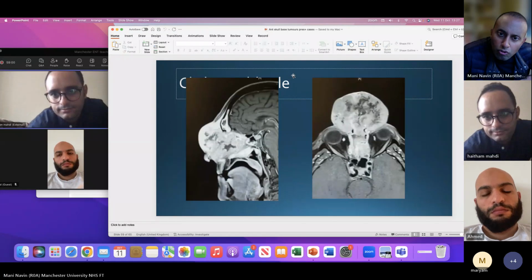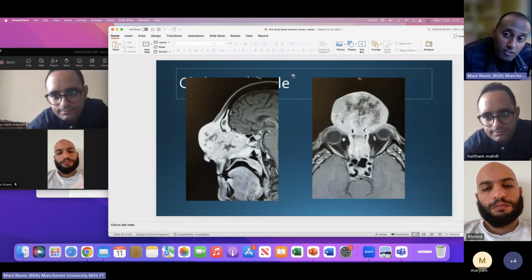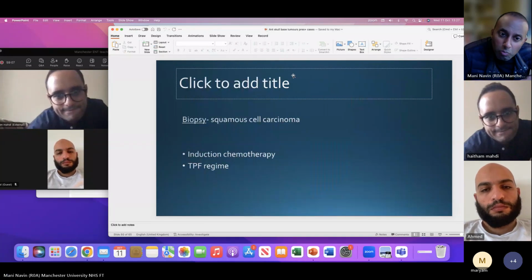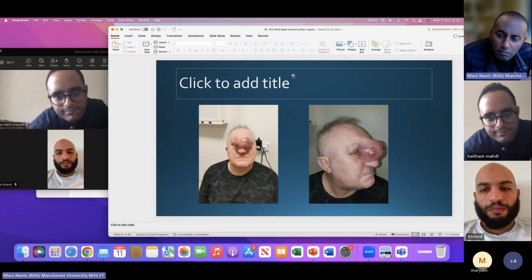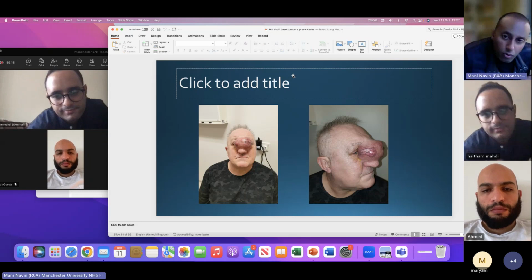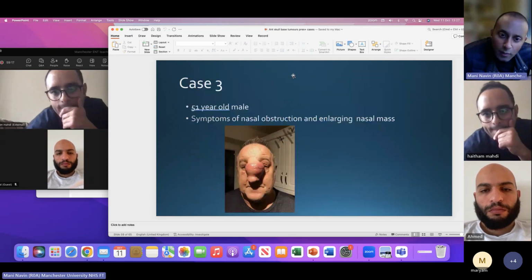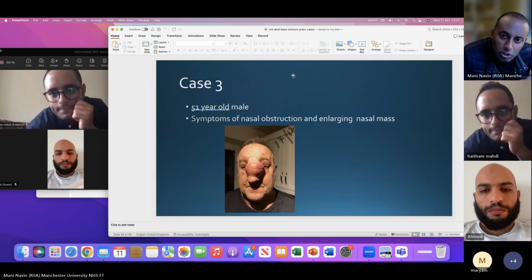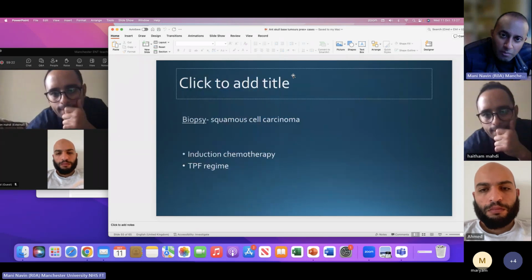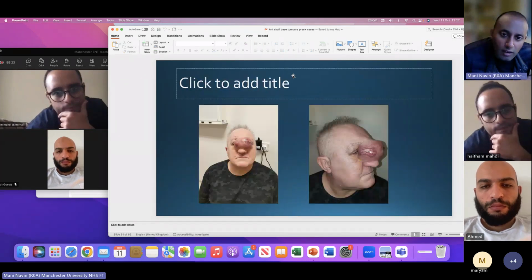Mm-hmm. So because it was so big, we thought, well, maybe we should try some induction chemotherapy, see if we can shrink it. But like I said, actually, then it got bigger. It grew with induction chemotherapy. So like I was saying to you before about this window of opportunity, this is how he first came. But by the time we gave him the induction, it grew through that. So then we're left with this case.